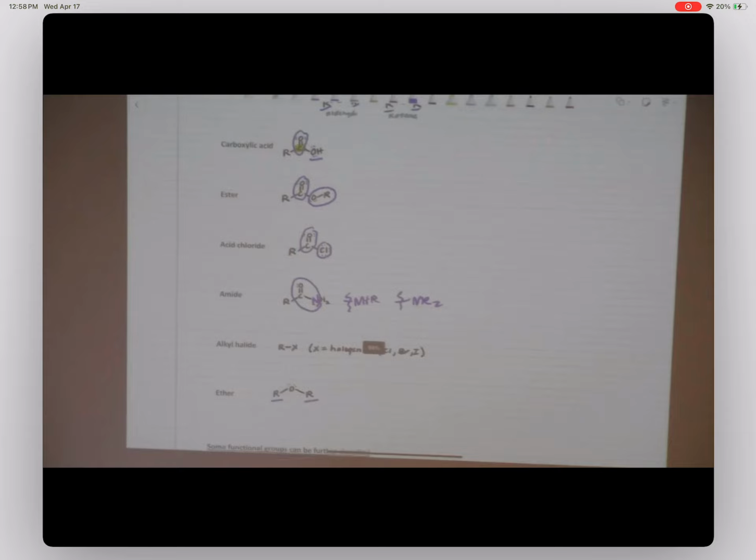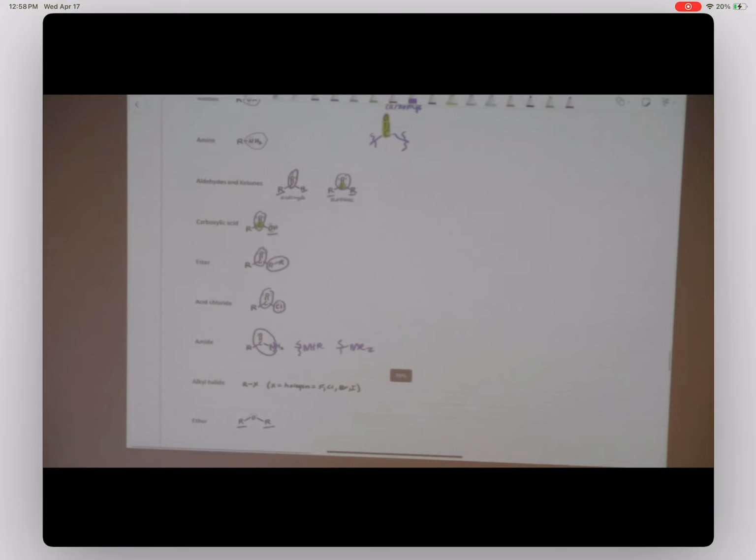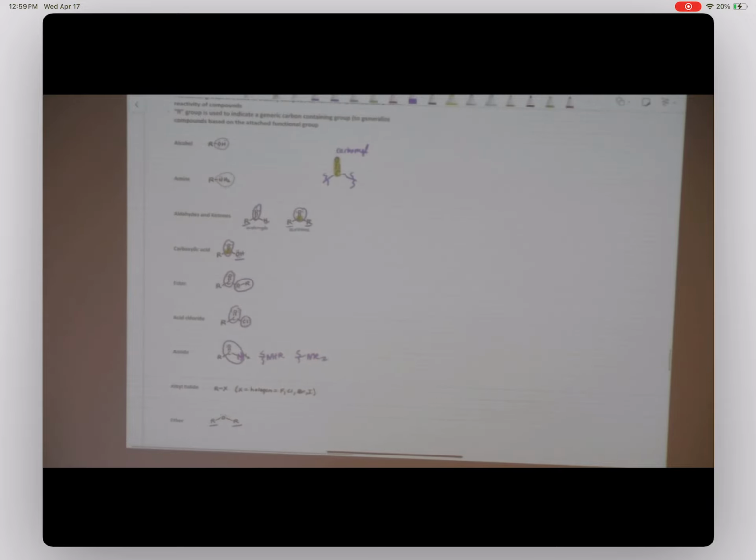So yes, I know this is a little boring. There are other functional groups. I would say these are sort of like the pretty classic ones. If we approach a functional group that we haven't defined yet, I'll definitely explain what that is.